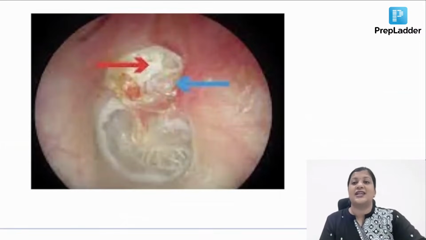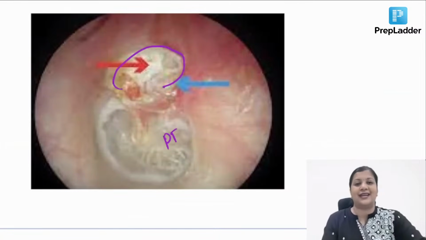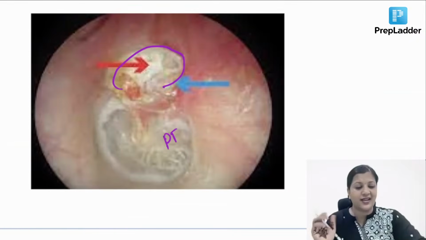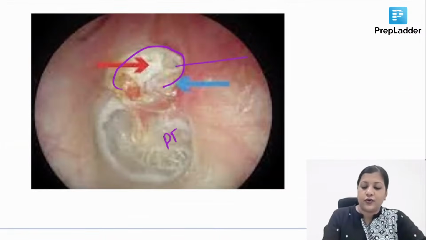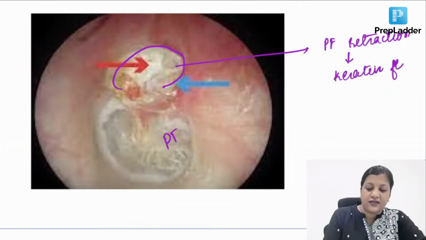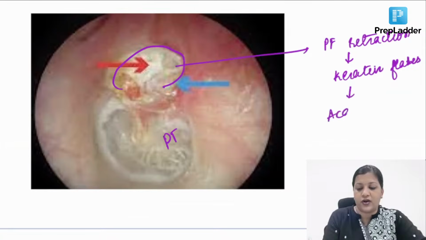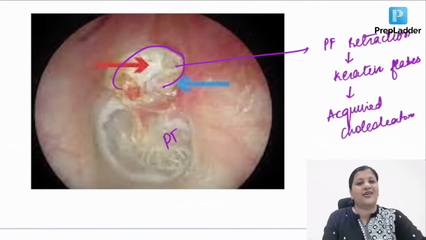So look at this image and tell me, where is the disease? Is it located in the pars tensa or is it located in the pars flaccida? And also, do you see that the pars flaccida is intact or is it retracted? And do you see inside the pars flaccida there are some whitish keratinous flakes? Yes. So here what we see is a pars flaccida retraction. And we see that within them is the keratin flakes. So whenever we have a pars flaccida retraction with keratin flakes within it, we think of acquired cholesteatoma. So this image should prompt you to the diagnosis of acquired cholesteatoma.